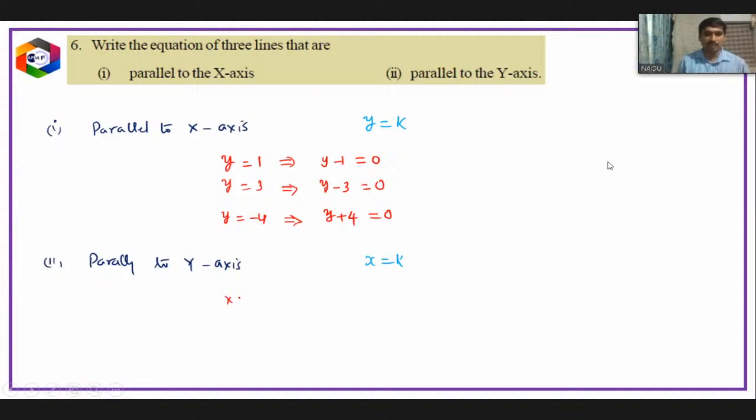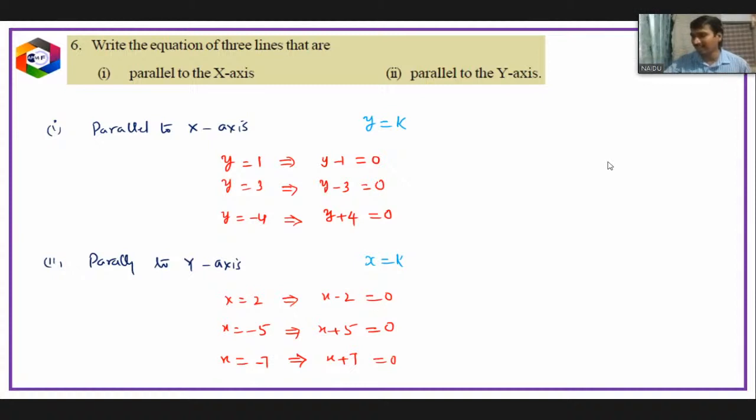So that will be x is equal to 2. If I take it, the equation will be x minus 2 equal to 0. If I take x equal to -5, that will be x plus 5 equals 0. x equal to -7, it will be x plus 7 equals 0. So these are the three equations. Likewise, we can write so many.